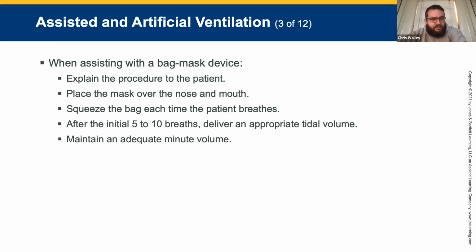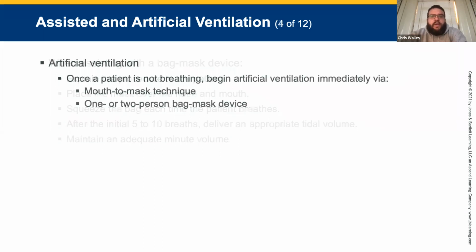Then you're going to place the mask over their mouth and nose. You're going to squeeze the bag each time the patient breathes. When you see them inhale, you squeeze in; when they exhale, you release. You want to try to maintain the same rate that the patient does. After initiating the 5 to 10 breaths, slowly adjust your rate to deliver the appropriate tidal volume. Adjust the rate and tidal volume to maintain adequate minute volume. And this is just supplying artificial ventilation.